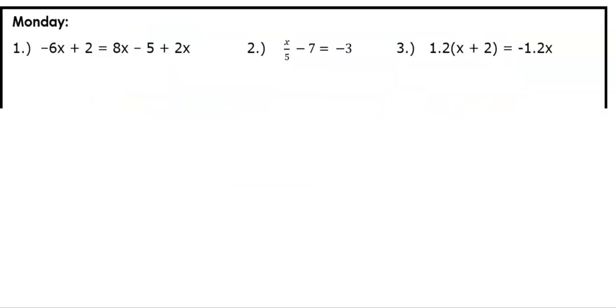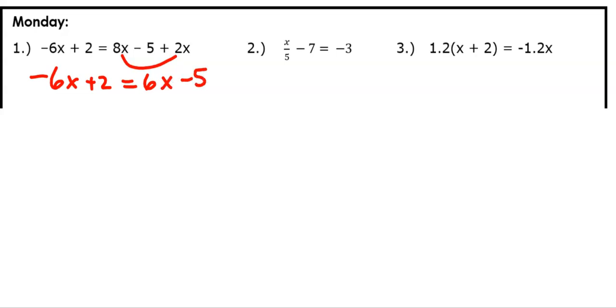Homework number 14. The first section asks you to solve each equation for the letter x. On the first equation, I see that the right side has 3 terms. That means 2 of them are alike. So I'm going to rewrite this sentence where I combine those like terms just so that I can shorten it up a bit.